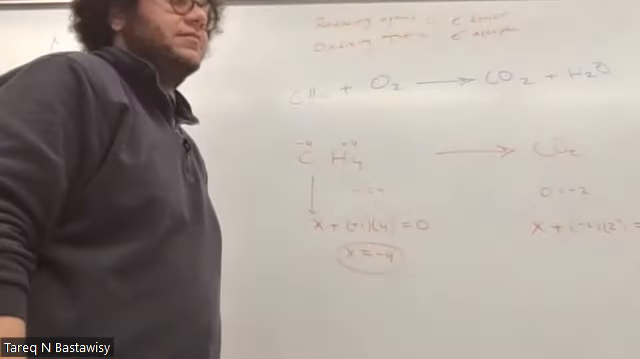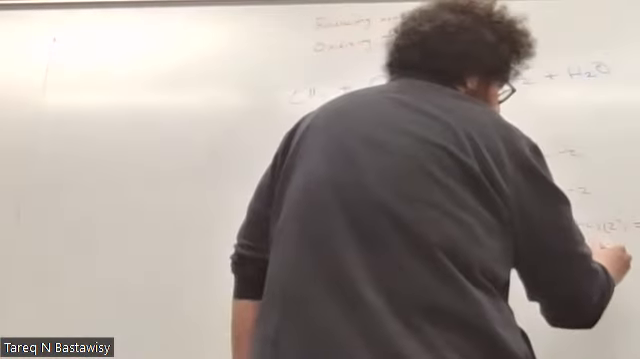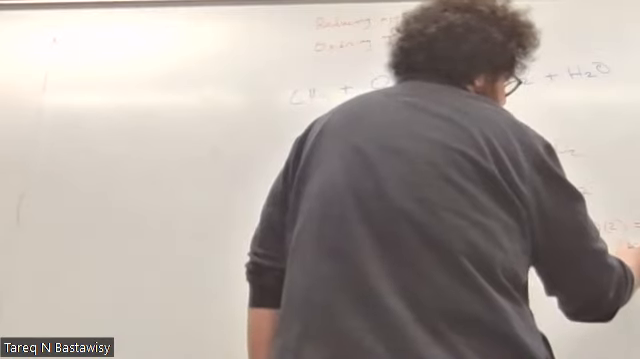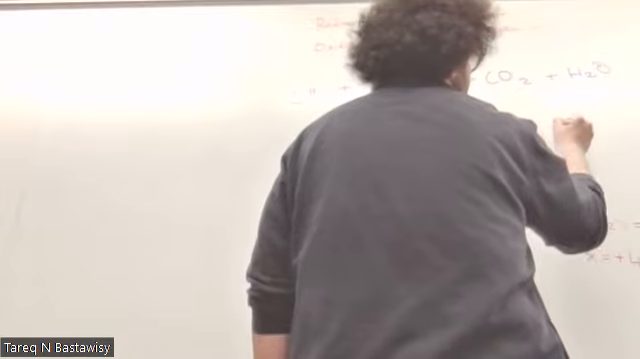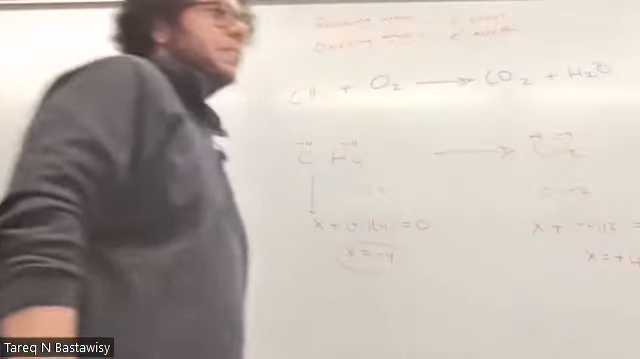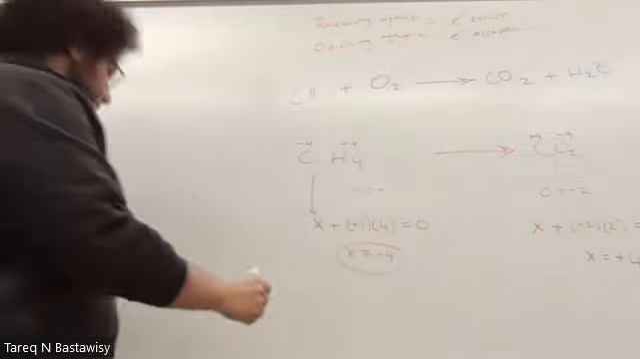Make sense, everyone? Yeah. And then this X becomes what? +4. So this carbon is +4, and this oxygen is -4. So notice what happens here.